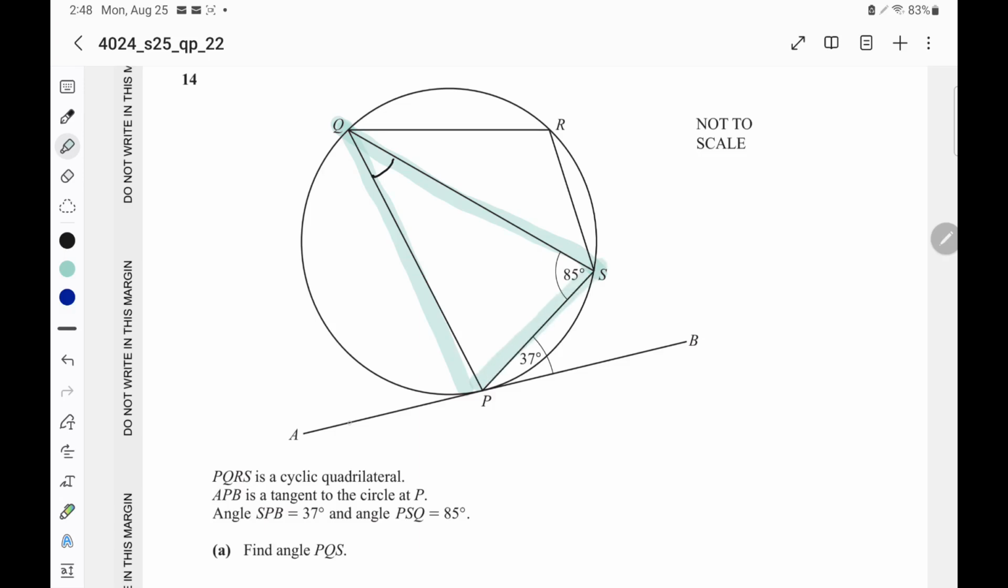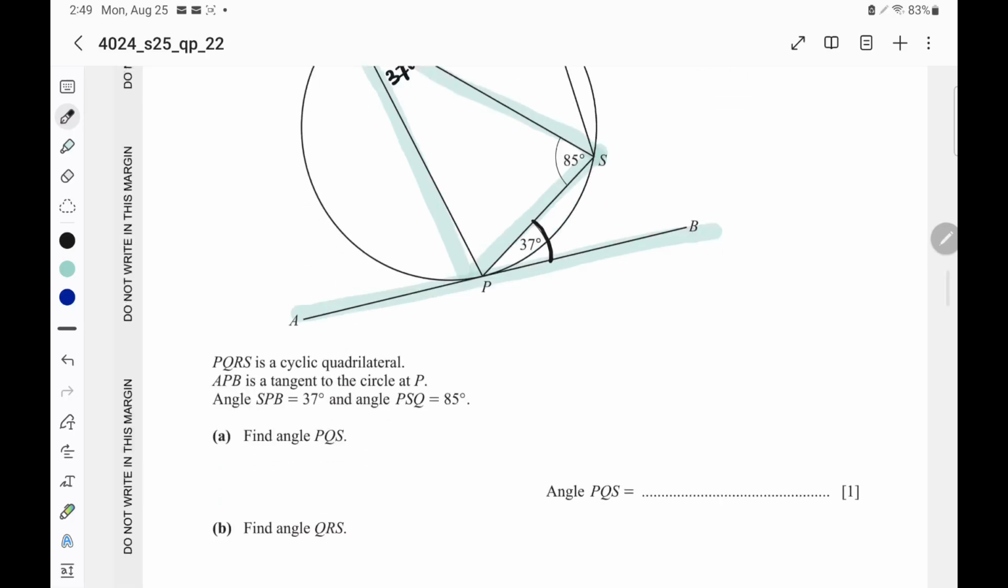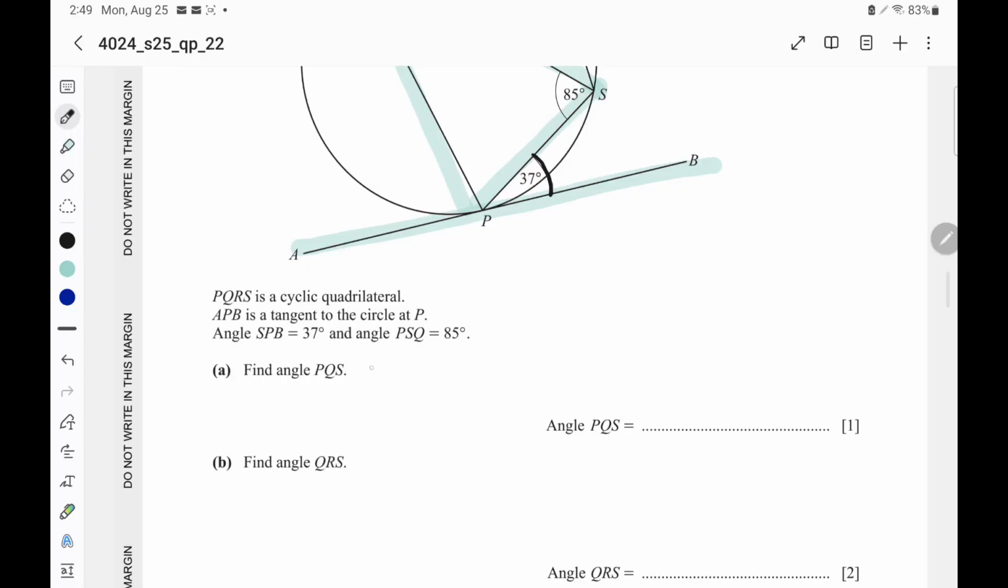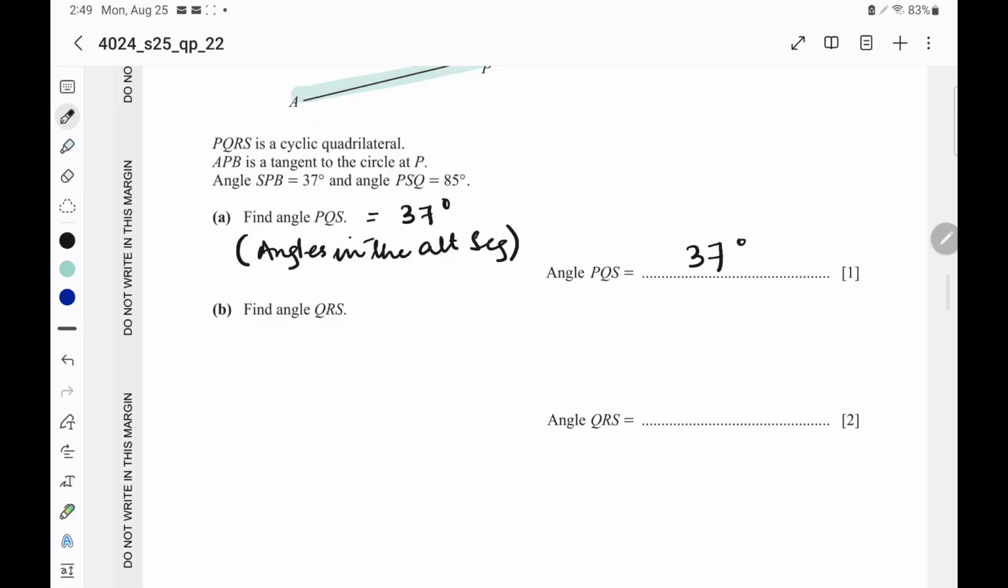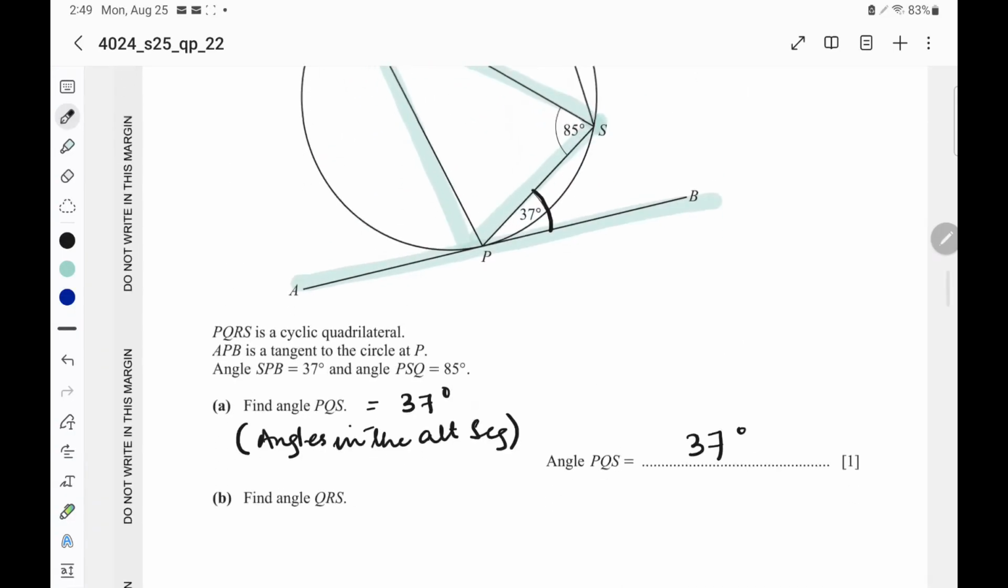Okay, so that's easy, PQS, and then as I've told you, alternate segment. In this diagram, forget the other things. So this angle 37 degrees is equal to the angle inside here. So that is angles in the alternate segments, and it's a 1 mark question. 37 degrees, angles in the alternate segments are equal. Okay, so that is 37 degrees. The next part is of 2 marks, QRS.